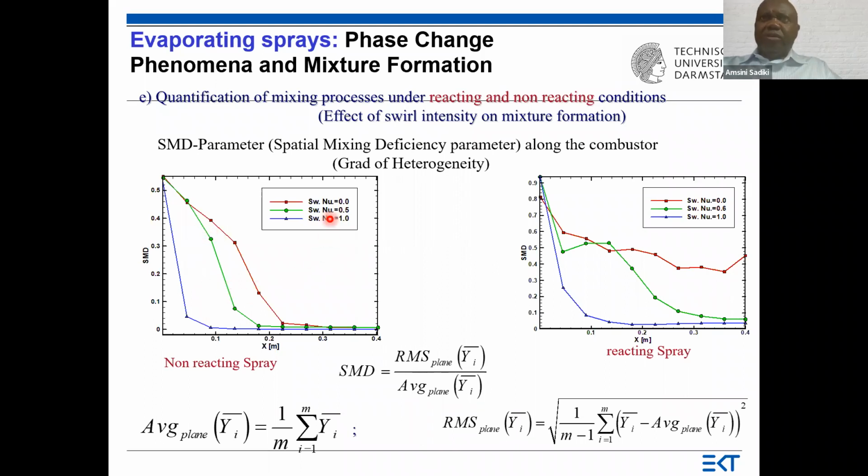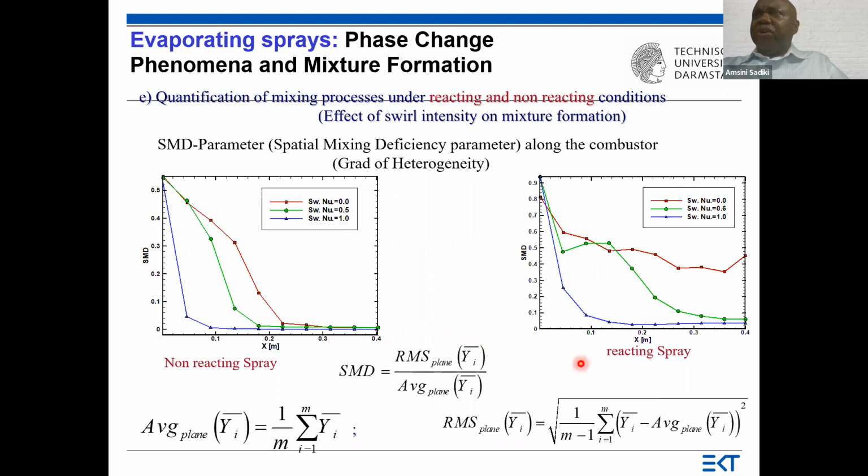If the swirl number is high, then we reach the complete mixing, a very good mixing, very quickly. Here at this distance, the mixing is homogeneous, and for the others, we need more time to get the complete and correct mixture.